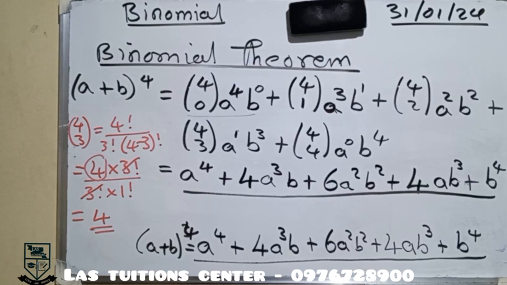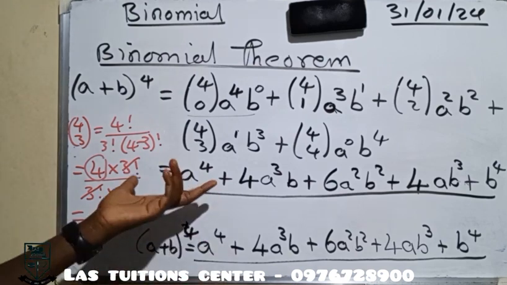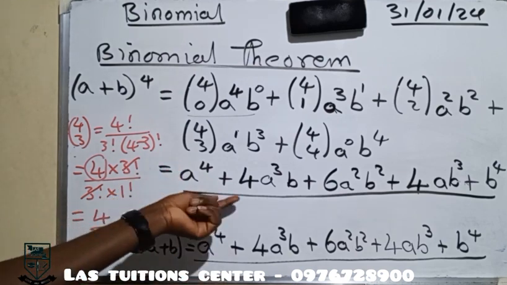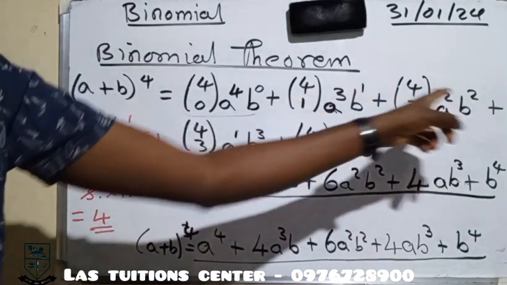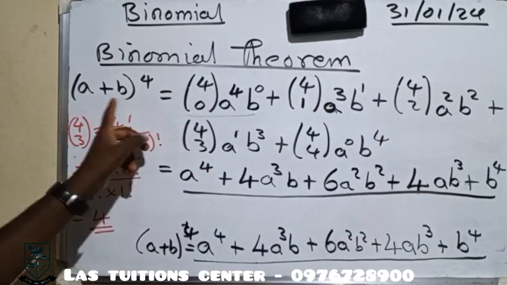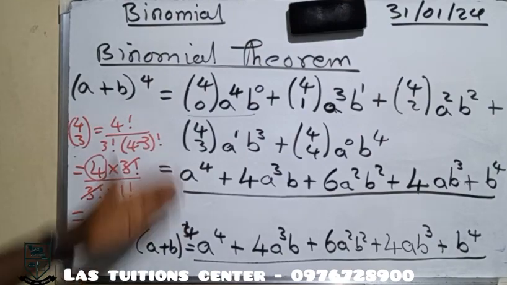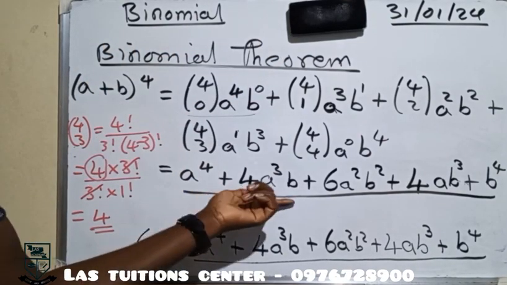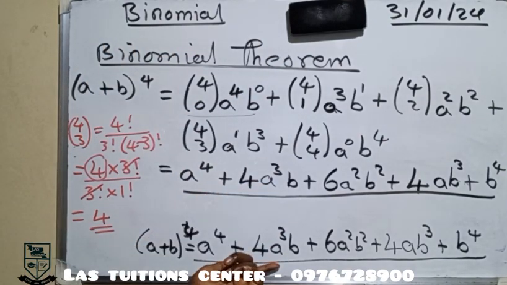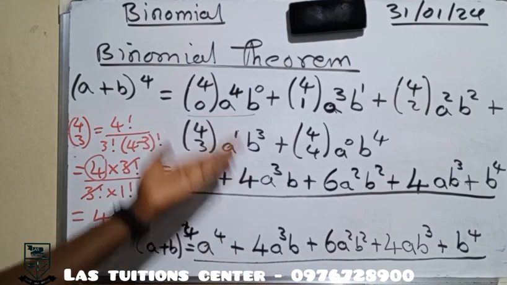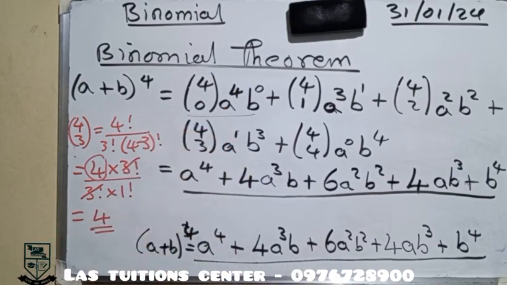So you see that this and this are exactly the same. But for this one, we have used the formula. Yeah, we have used the binomial theorem to get this. Here we use the Pascal's triangle. So you can use any of the two, you get exactly the same results.